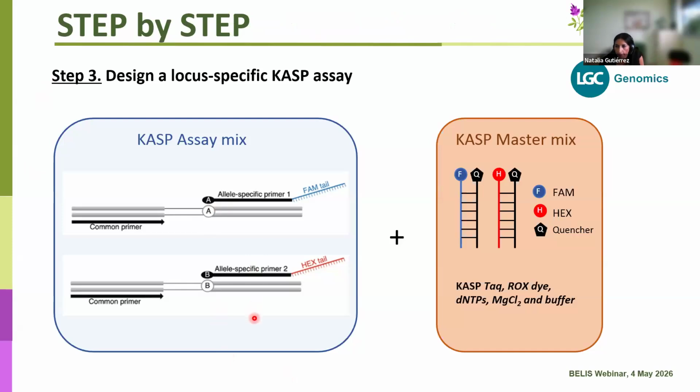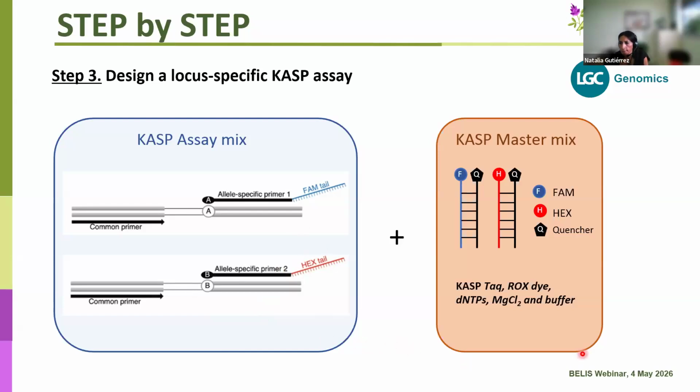Each allele-specific primer has a different tail. One is linked to the FAM fluorophore and the other to the HEX. These tails are what allow us to distinguish between the two alleles during detection.